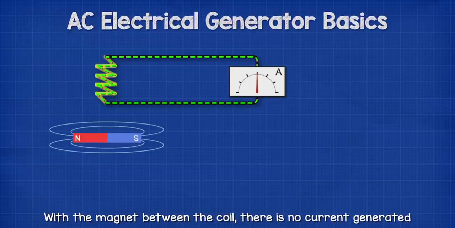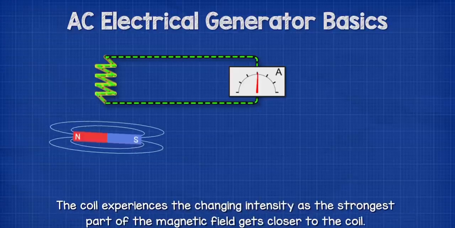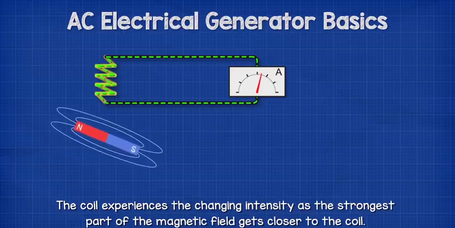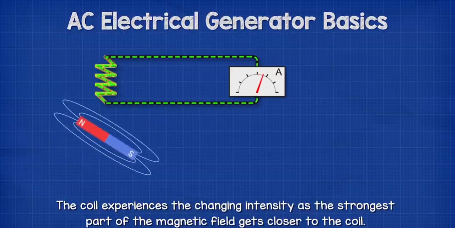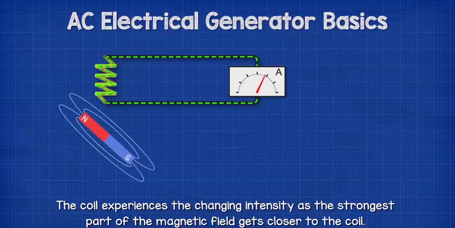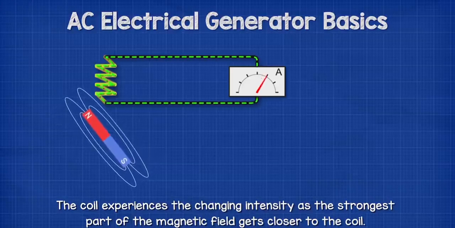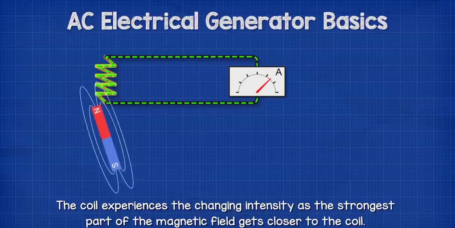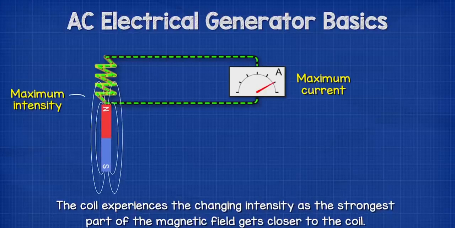With the magnet between the two coils, there is no current generated. But as the magnet starts to rotate, the strongest part of the magnetic field gets closer and closer to the coil. The coil experiences a changing intensity of the magnetic field. This will cause more and more electrons to be pushed forwards up until its maximum intensity.